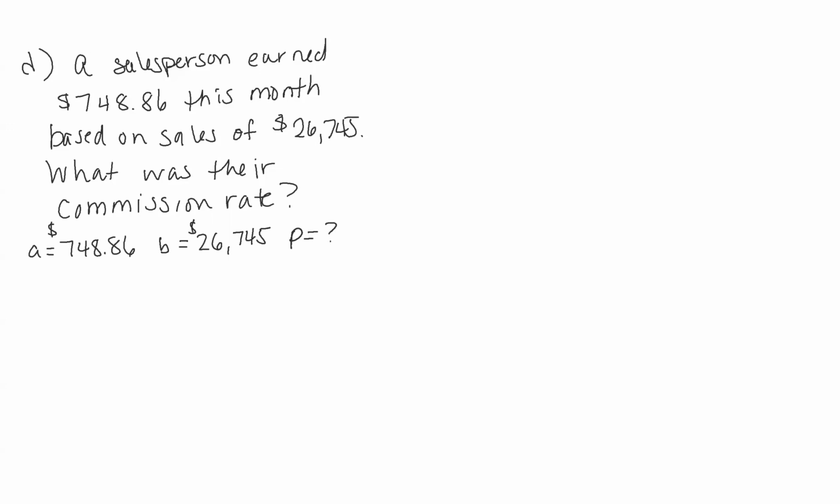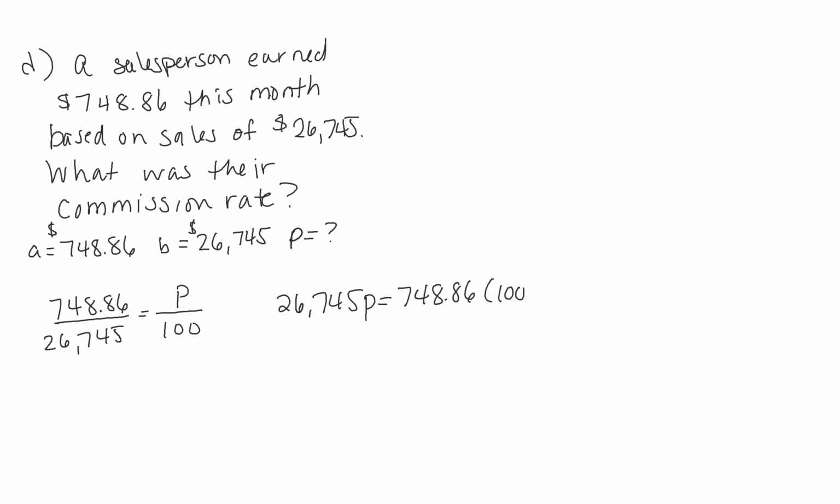So I'll use the proportion this time. So I get 748.86 divided by 26,745. And that's going to be set equal to the percent, in this case, P over 100. So I would go ahead and cross multiply. So I would have 26,745 times P equals 748.86 times 100. So 26,745 P equals 74,886.